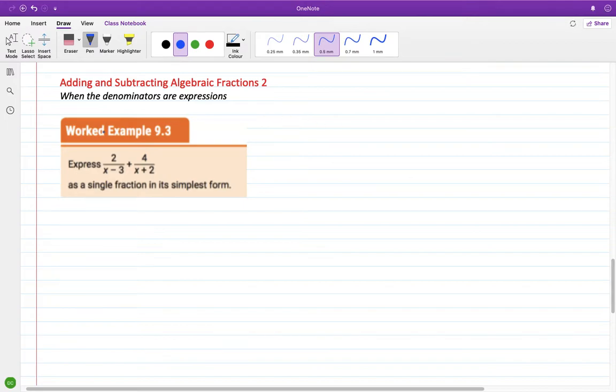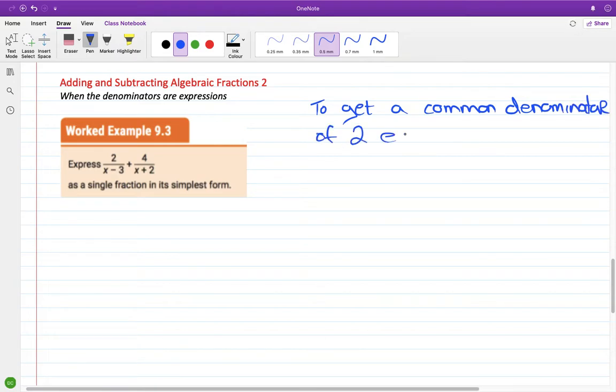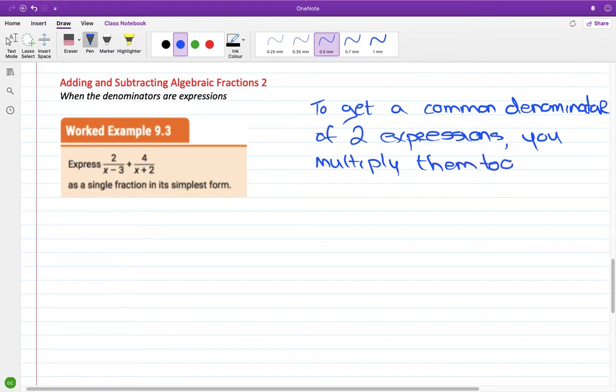So what we do to get a common denominator of two expressions, you multiply them together. Okay, which hopefully will make sense.